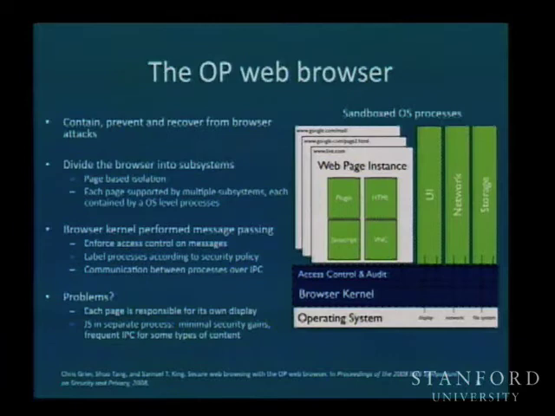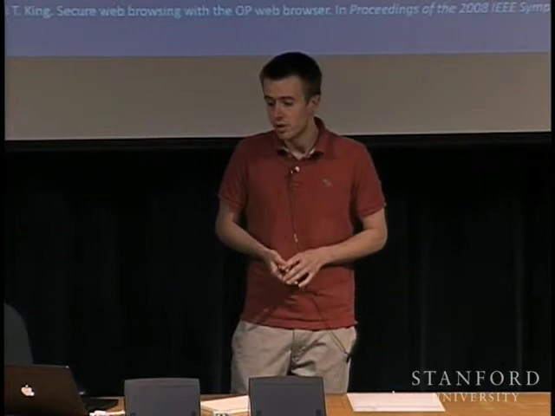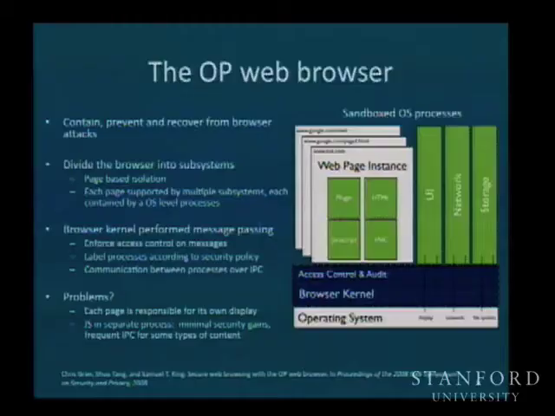Some problems with the OP architecture were that each page is responsible for its own display. If we have a page aggregating content from multiple sources, the content is all rendered by, in the end, one process. So the question here is, can we provide more security for display properties? We did this with Gazelle, actually. We also noticed that we have some processes in OP that really aren't providing a lot of security and are introducing overhead in terms of the IPC cost.